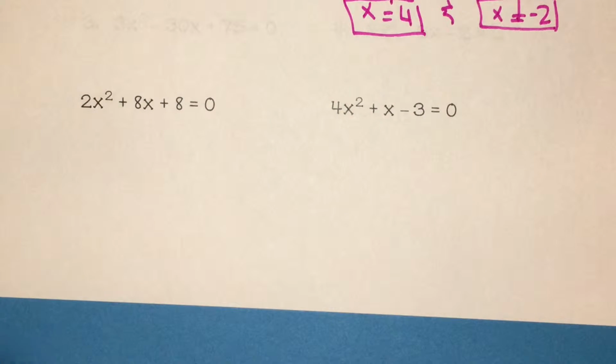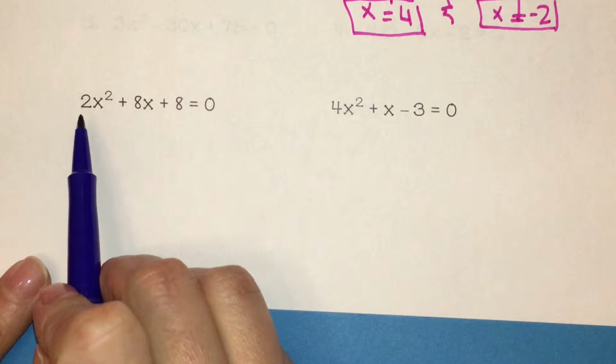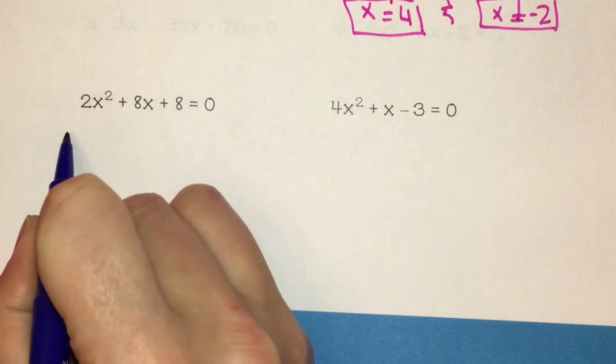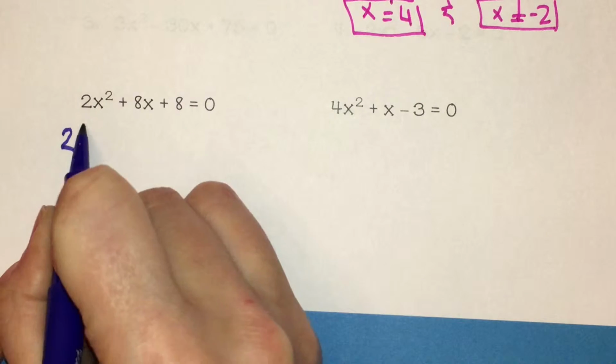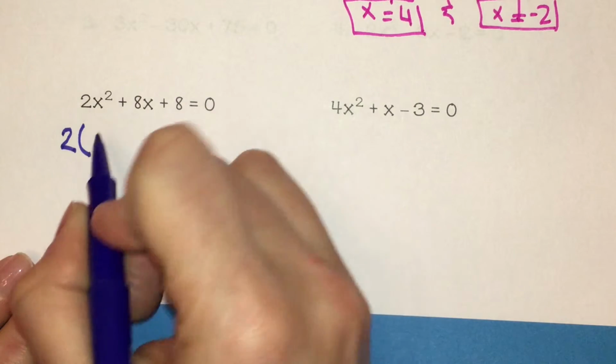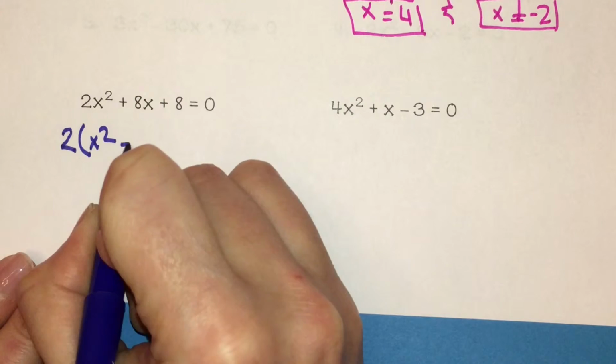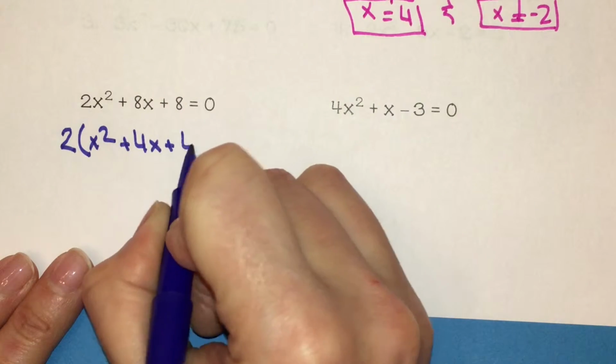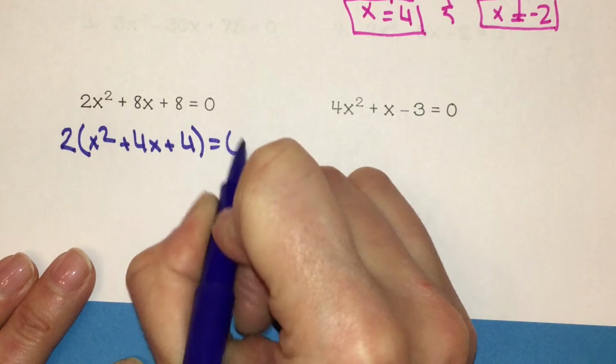On this one, well, before I even start factoring, I know that 2, 8, and 8 are all divisible by 2, so I'm going to factor out 2. 2x squared divided by 2 is x squared, plus 8x divided by 2 is 4x, plus 8 divided by 2 is 4, set that equal to 0.